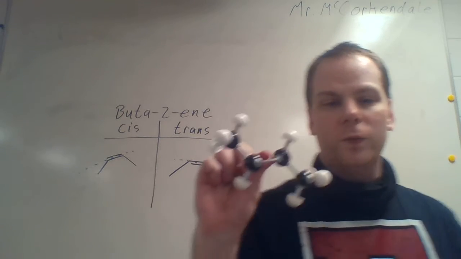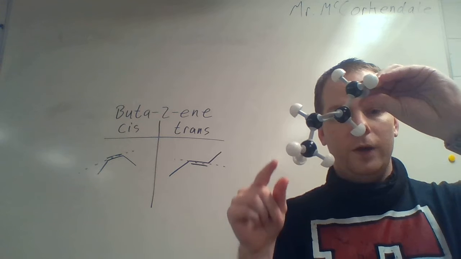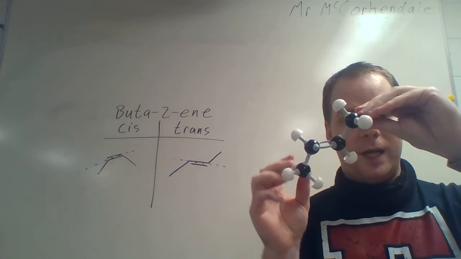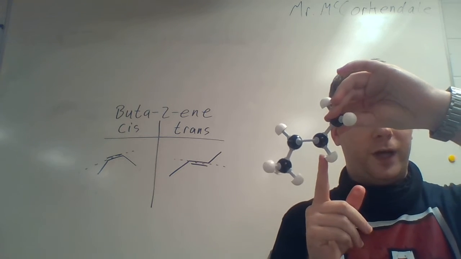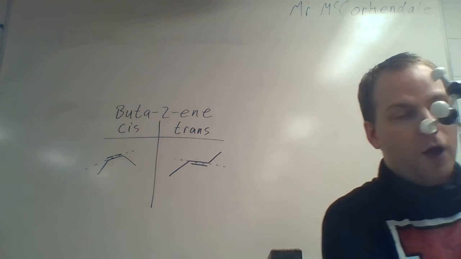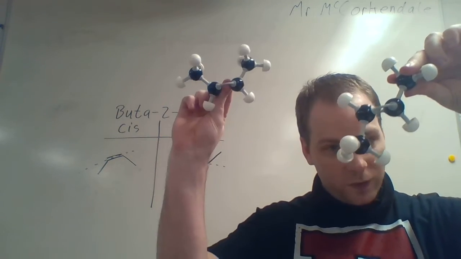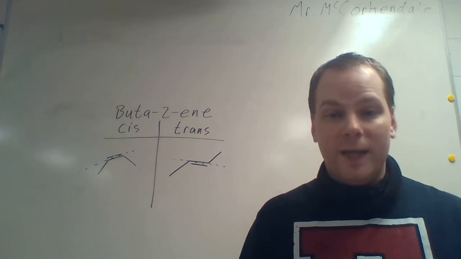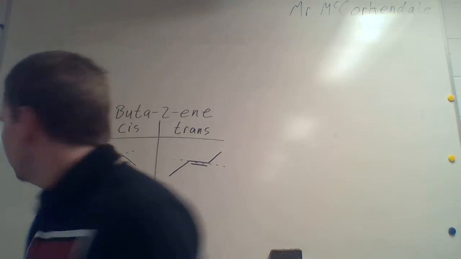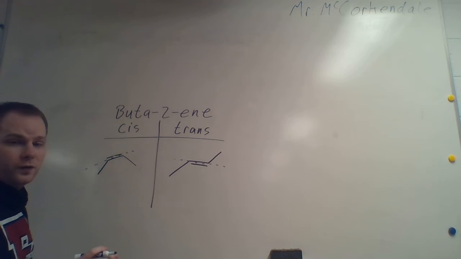Whereas in this one, the methyl group is down and the hydrogen is up, and in this one, the methyl group is up and the hydrogen is down, because our double bond is still in the middle. Both of these are the same structure, except that one is cis and the other is trans. So the way we note that in our name is we have to state at the very beginning whether it is cis or trans.